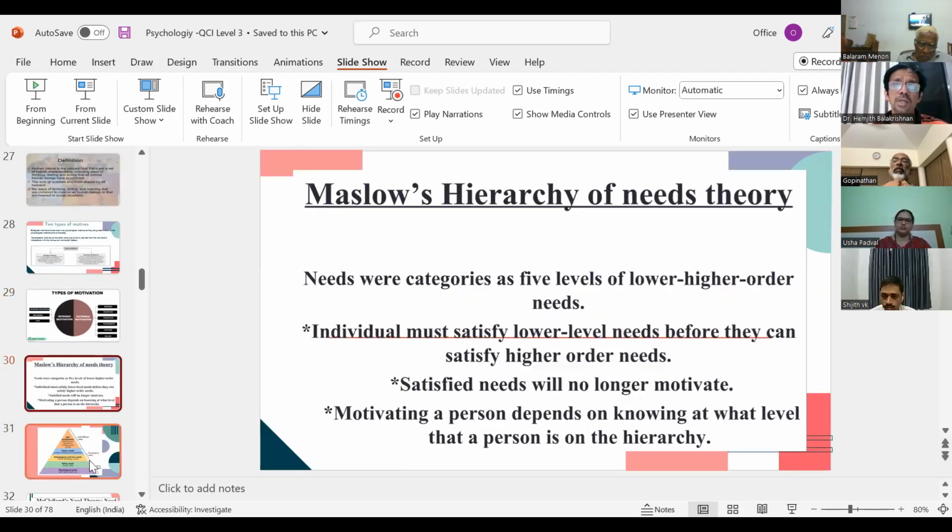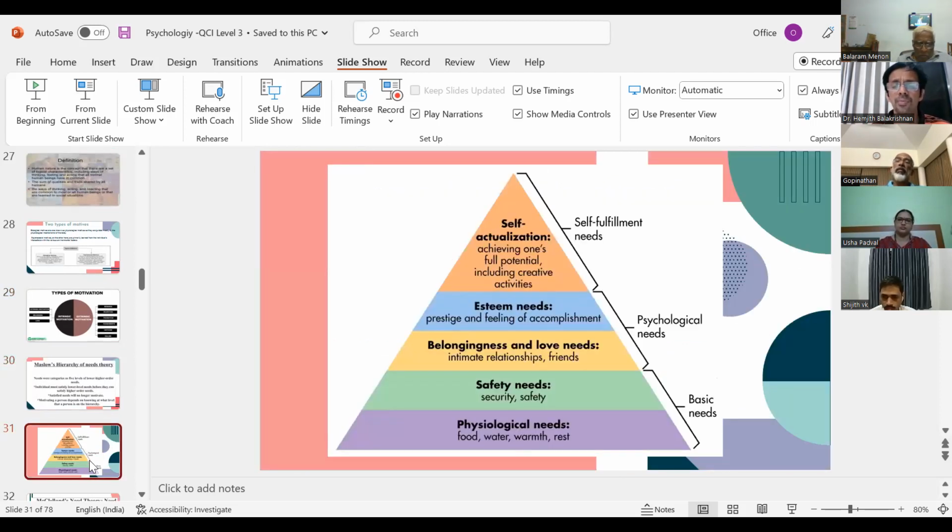Then we have seen Maslow's hierarchy, five levels. The first two levels are basic needs. The next two levels are psychological needs. The last level is self-fulfillment. That is a very, very high level. The Sthita prajna kind of state comes there.